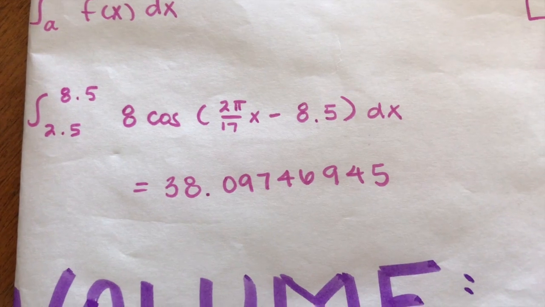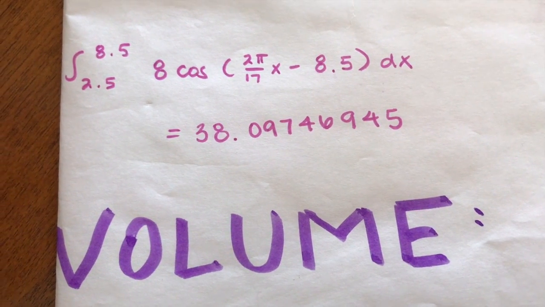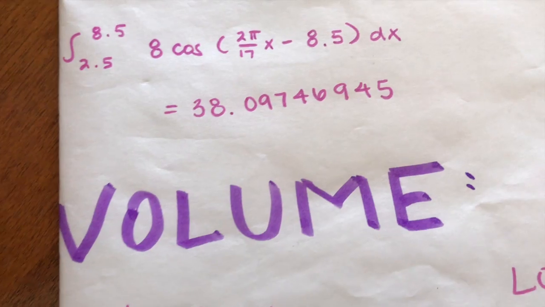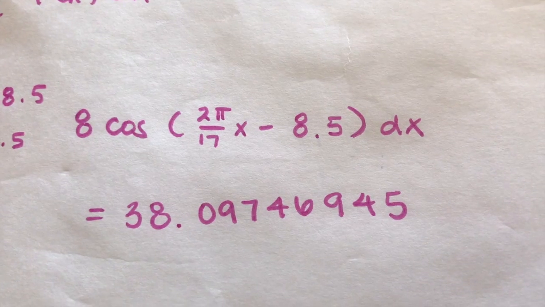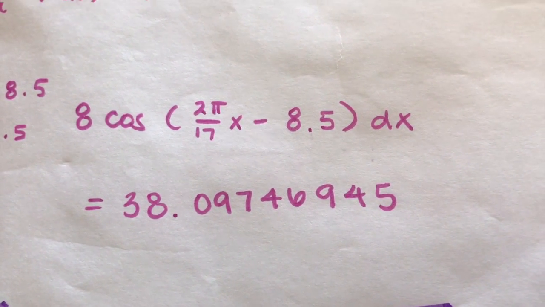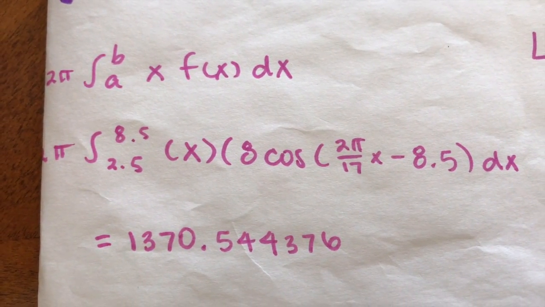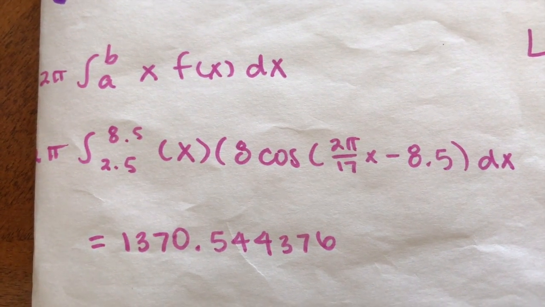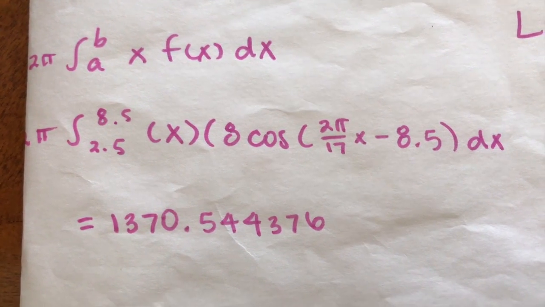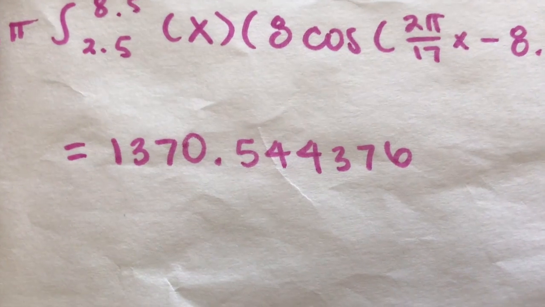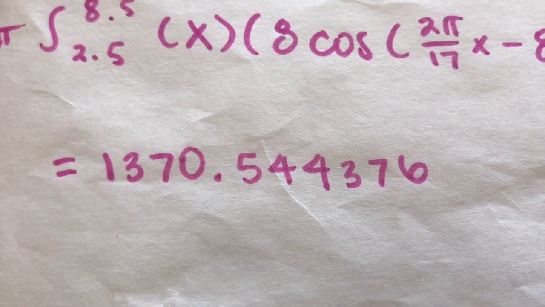Next is our area. When you plug a and b as well as y into the equation, you get the integral from 8.5 to 2.5 of 8 times cosine of (2 pi over 17)(x minus 8.5) dx. If you plug that into a calculator, you get 38.09746945 centimeters squared. For the volume, you get 2 pi times the integral from 8.5 to 2.5 of x times 8 times cosine of (2 pi over 17)(x minus 8.5) dx. And plugging this into your calculator will get 1,370.544376 centimeters cubed.